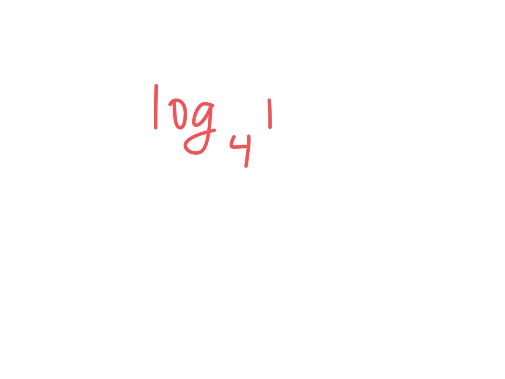Somebody's thinking it. 4 to the what? 4 to the 0. There it is. Because 1 is really 4 to the 0, isn't it? So then the answer to this one is 0. If you typed on a calculator log base 4 of 1, the answer is 0.